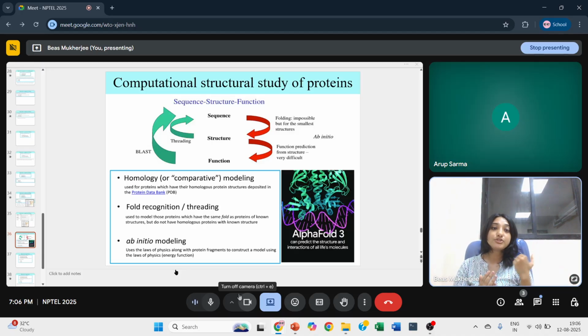But now AlphaFold 3 has come up, and this can even predict protein-DNA interactions, protein-protein interactions, and protein-small molecule interactions. It's very useful for designing mutant proteins, and also for knowing the structure of any sequence of amino acids. So you can try this for yourself. You can just type AlphaFold server, be it a DNA sequence, RNA sequence, or protein sequence.